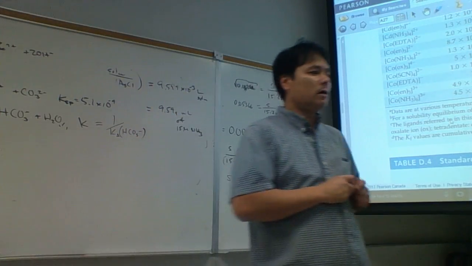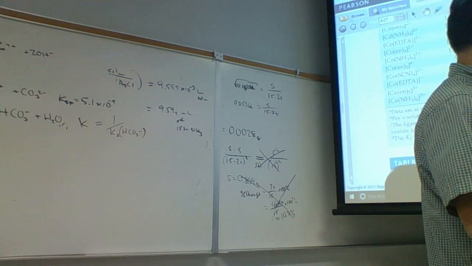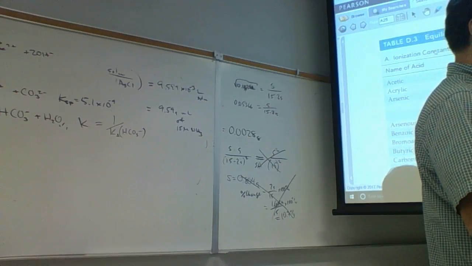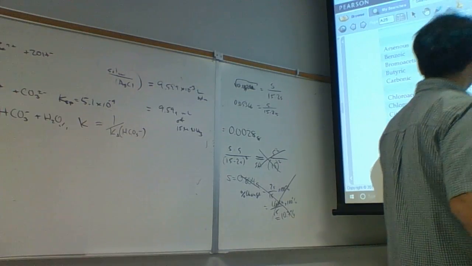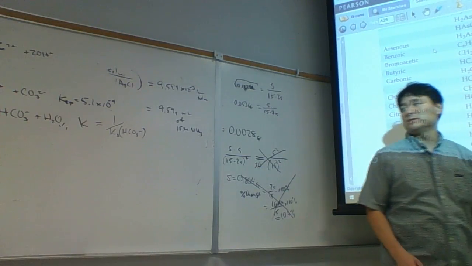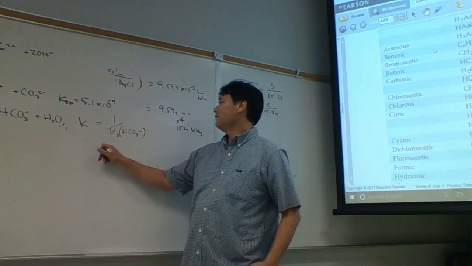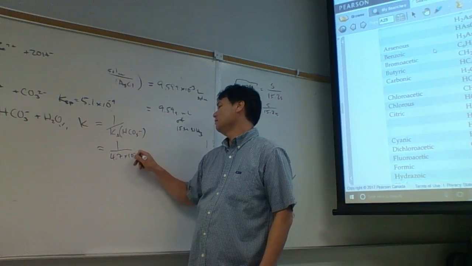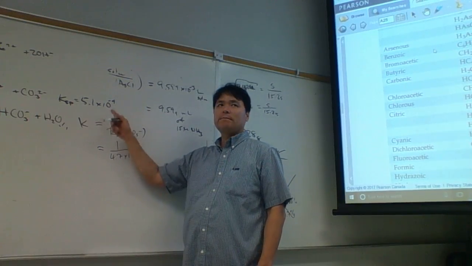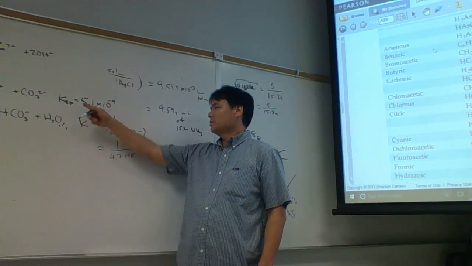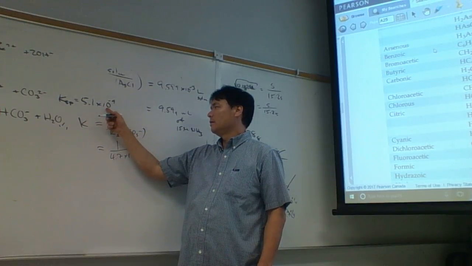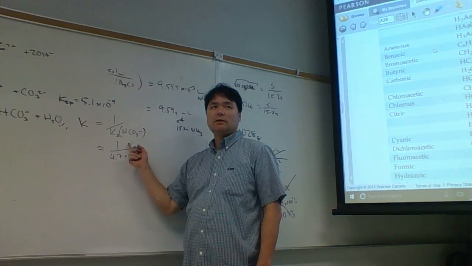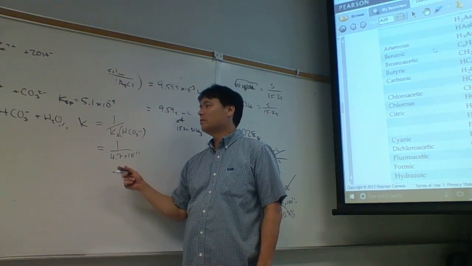Well, the Ka for bicarbonate we can find in Appendix D or in the chapter. Let's just get it off Appendix D here, since I'm at Appendix D. The Ka for bicarbonate is 4.7 times 10 to the minus 11. And so the K for the second one is 1 over 4.7 times 10 to the minus 11. Now I have two equilibria. The first one is small. The second one is large.